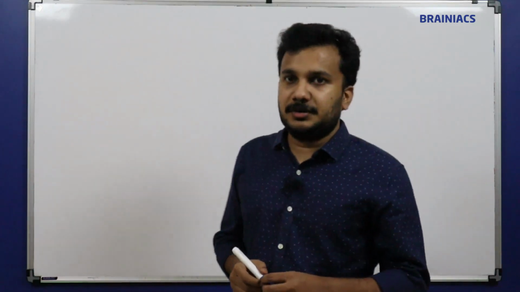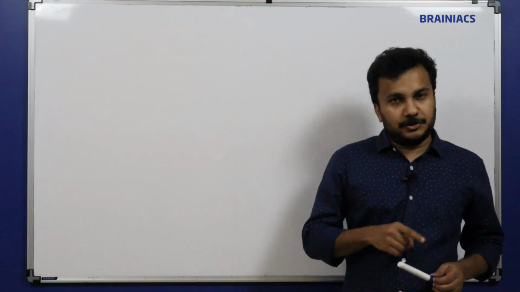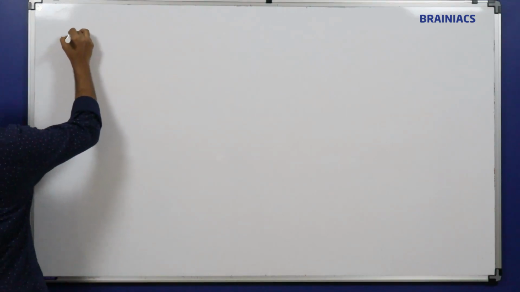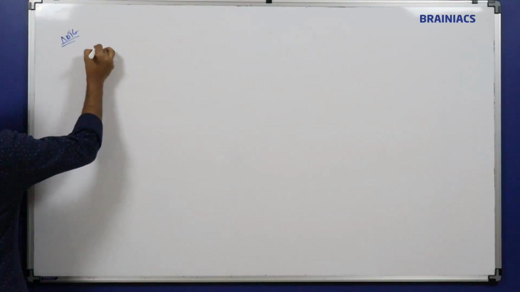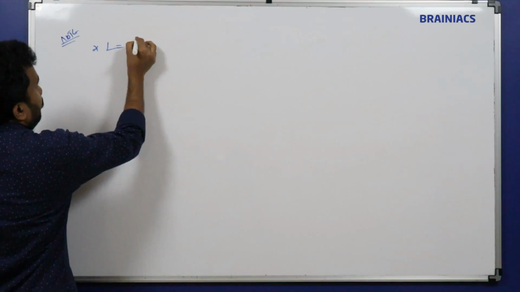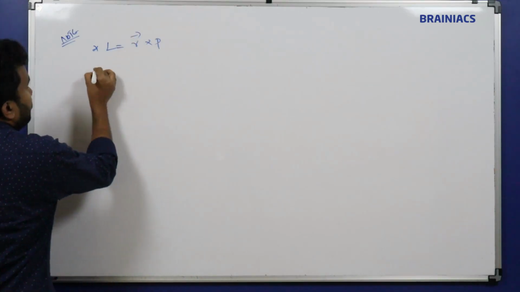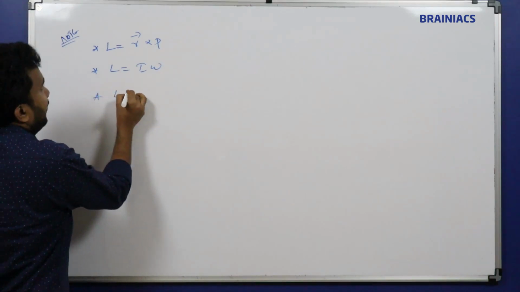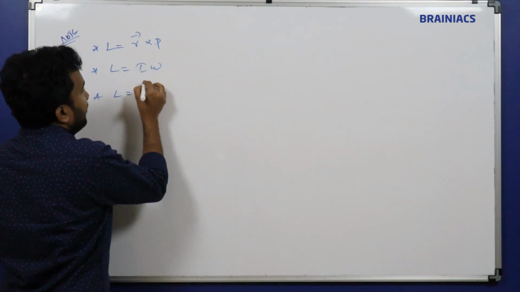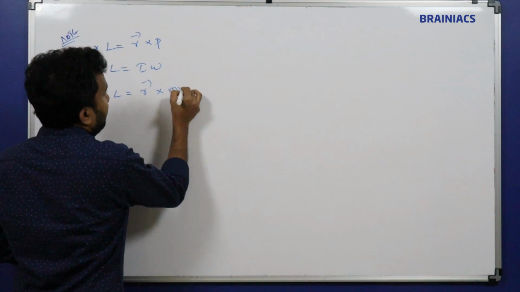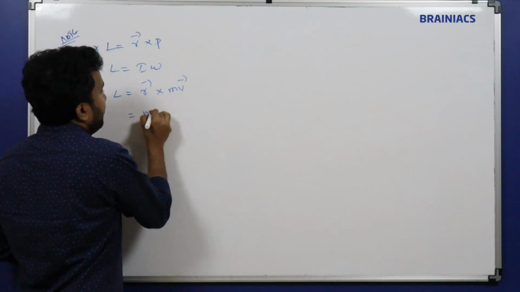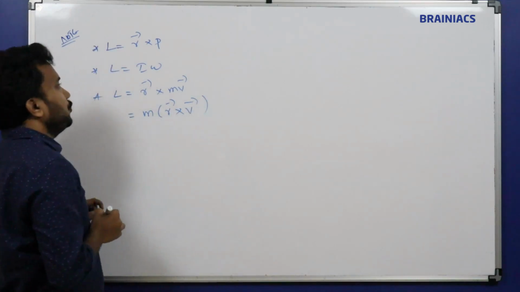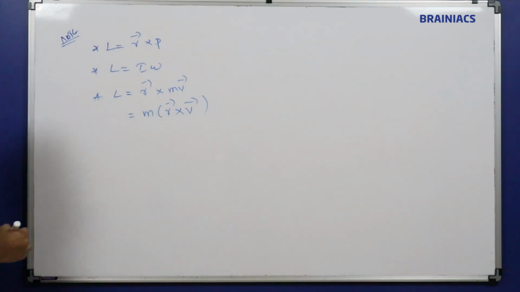So let's do some of the questions. Before going to that, I have to give you some key points. So write down a note and additional points. Just to summarize, L is equal to r cross p. So L will be equal to I omega, and L is equal to, this p can be written as r cross mv, so this can be written as m into r cross v. So r and v should be perpendicular to each other.